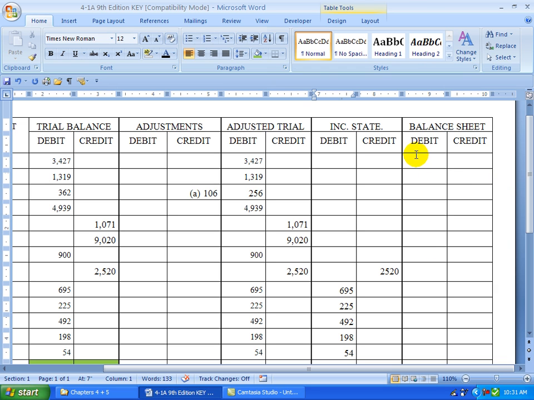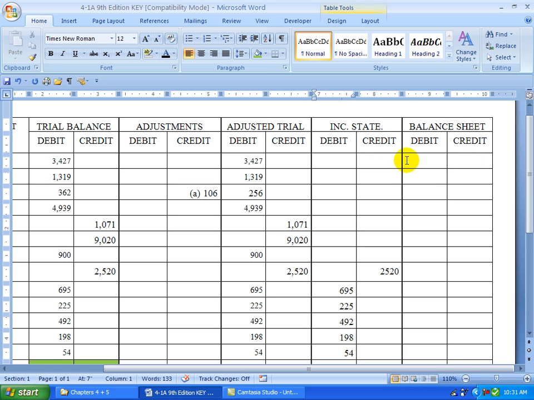everything that's not in the income statement will get moved over to the balance sheet. So what's going to go in the debit column will be all our asset accounts and our drawing account. Those will all get moved to the debit. What will go in the credit column will be our liability accounts, our capital account, and our contra asset accounts.